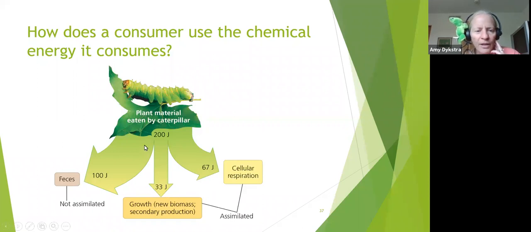But notice that 100 joules of energy are going to be not assimilated. So half of the energy that that caterpillar eats is going to be released as feces or probably as heat due to inefficiencies. So only this 33 joules that is stored as biomass is going to be available to whatever eats the caterpillar.